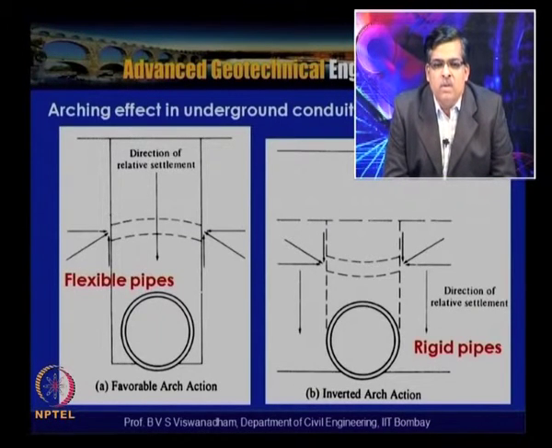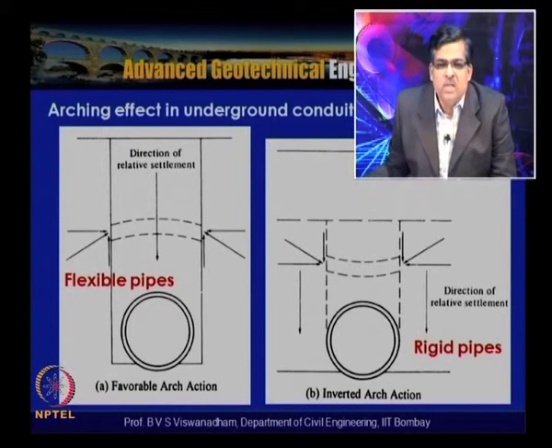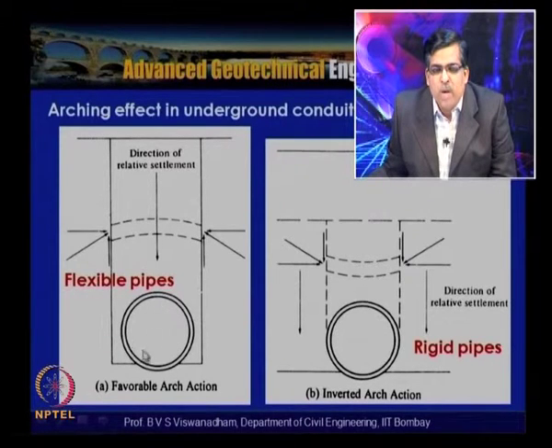Now here the typical favorable arch conditions are shown, the arching effect in underground conduits. You can see that this is a flexible pipe, where the direction of relative settlement will be in this direction, and the resistance from the side walls acts upwards. Because of this, the load acting in the central portion will be less. In contrast, inverted arch action is predominant in rigid pipes, where the surrounding soil settles more compared to the soil above the pipe. So inverted arch action is there in rigid pipes, and favorable arch action will be there in the flexible pipes.